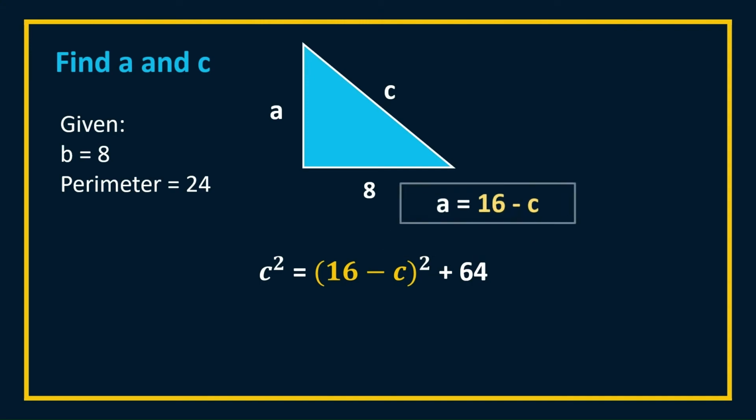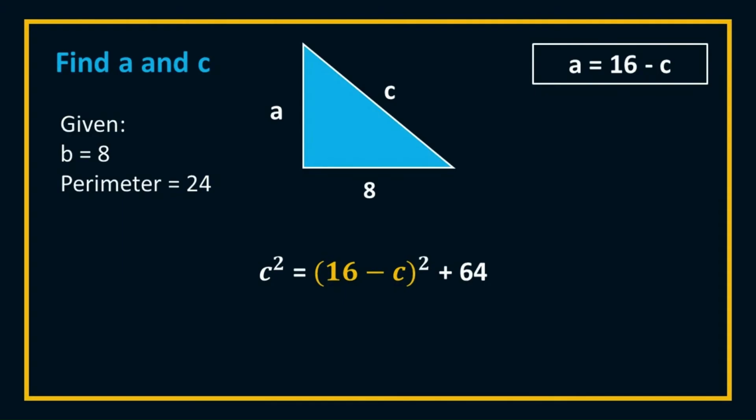We'll keep this equation on its side, but we'll need it later on to calculate A once we get the value of C. And here's our one equation with one variable. Now it's just a matter of rearranging the equation and solving for C. We can expand 16 minus C squared. We know that x plus y quantity squared is x squared plus 2 times x times y plus y squared.